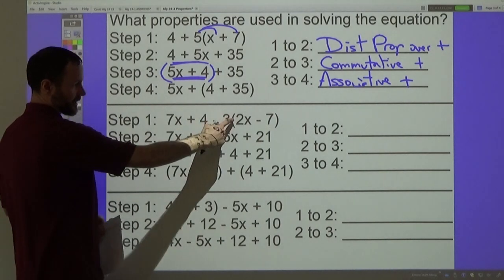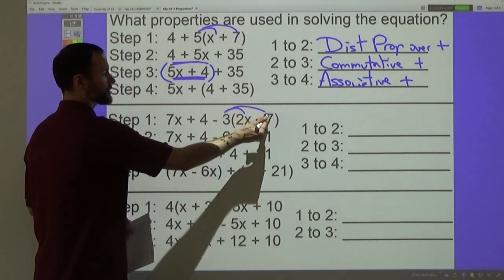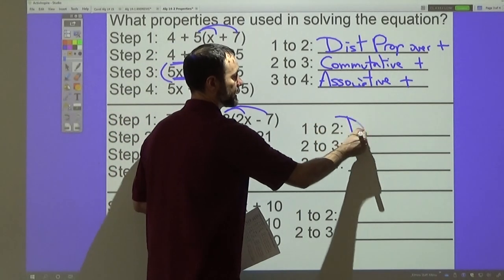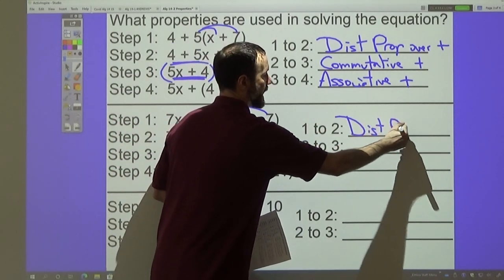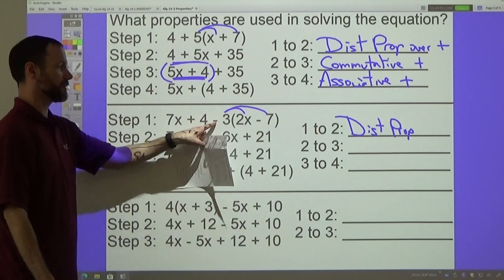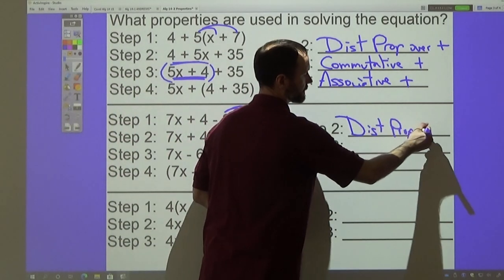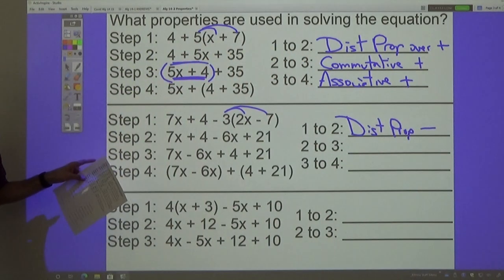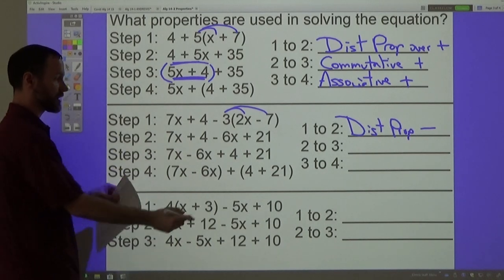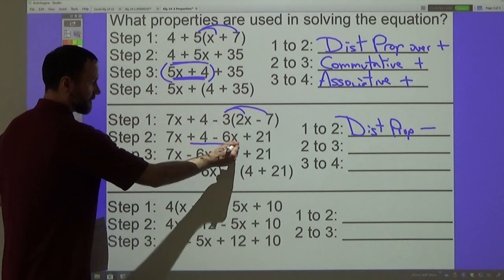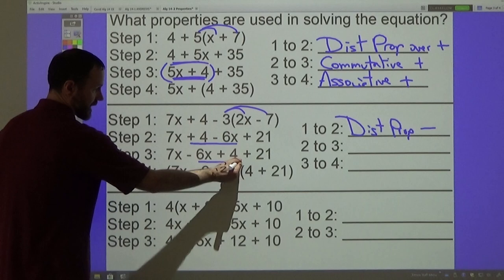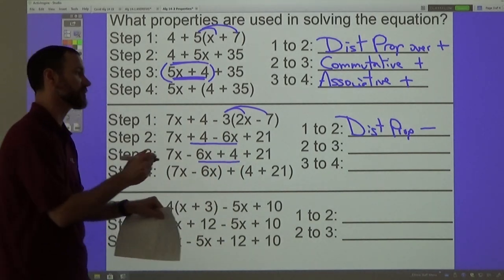In the middle example, how do we get from step 1 to step 2? Well, I can see there's parentheses here, no parentheses here. What we're actually doing is the distributive property again. And if you want to be more specific with distributive, notice that we have subtracting. From step 2 to step 3, we are switching the order. Notice we had 4 minus 6x, then we had negative 6x plus 4. We're switching around the order.